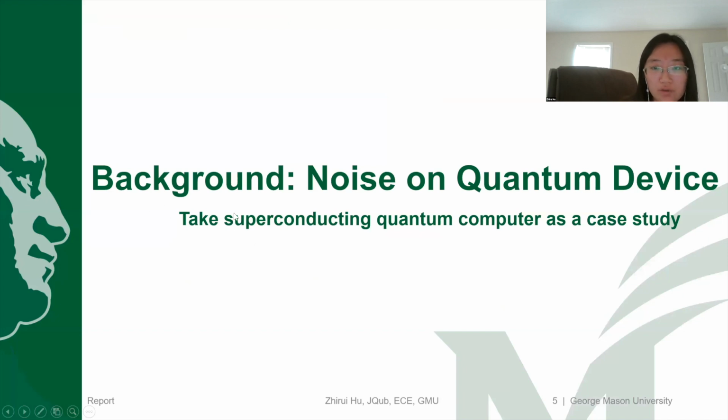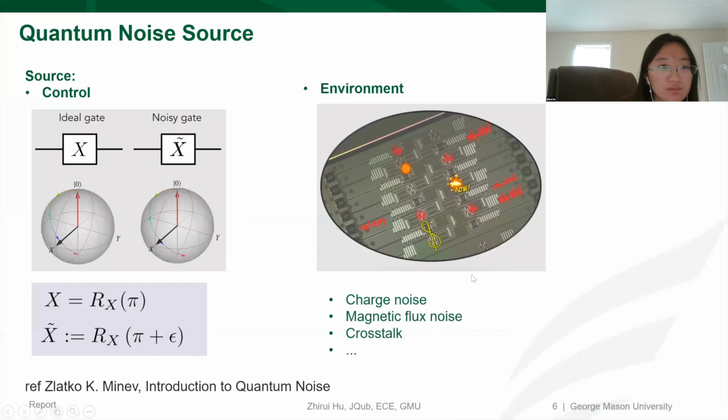Then I will introduce the noise on quantum devices. I will take the superconducting quantum computer as a case study. Here are the two main sources of quantum noise. One is the control noise. As you can see here, this is an ideal X gate. However, due to some reasons, such as the pulse not being executed perfectly, there will be error in the control part. It is called a coherent error.